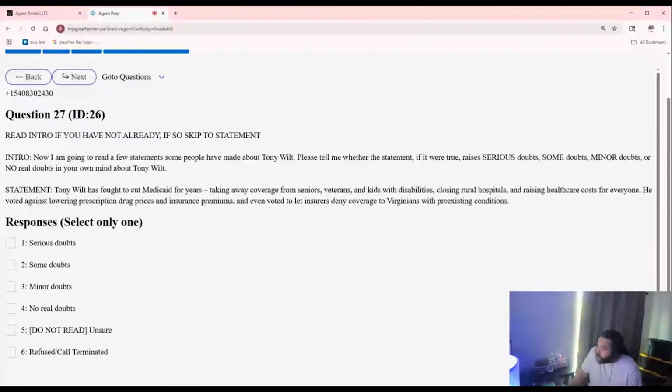Tony Wilt has fought to cut Medicaid for years, taking away coverage from seniors, veterans, and kids with disabilities. He voted on raising healthcare costs, against lowering prescription drug prices and insurance premiums, and even voted to let insurance deny coverage to Virginians with pre-existing conditions. Serious doubts? Some? Minor? No real doubts? Serious.